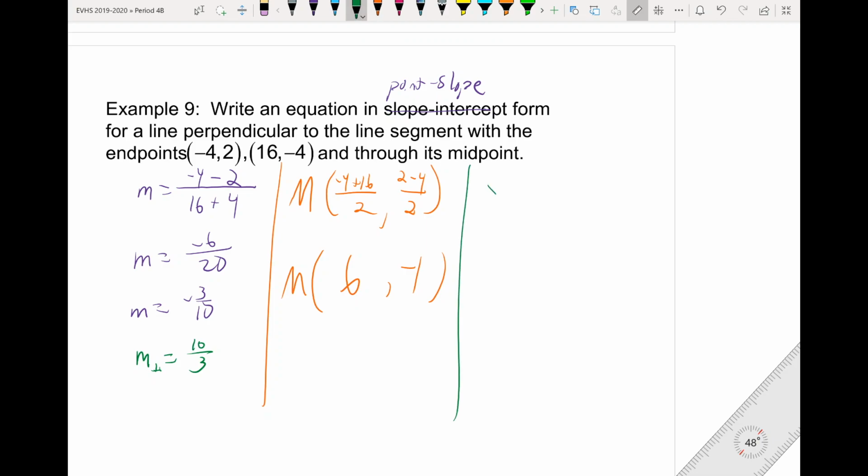And now my point slope, y minus y1 is, makes it a plus 1, equals m 10/3 times x minus x1 is 6. Yay. Good news. One more example. And then we are done.